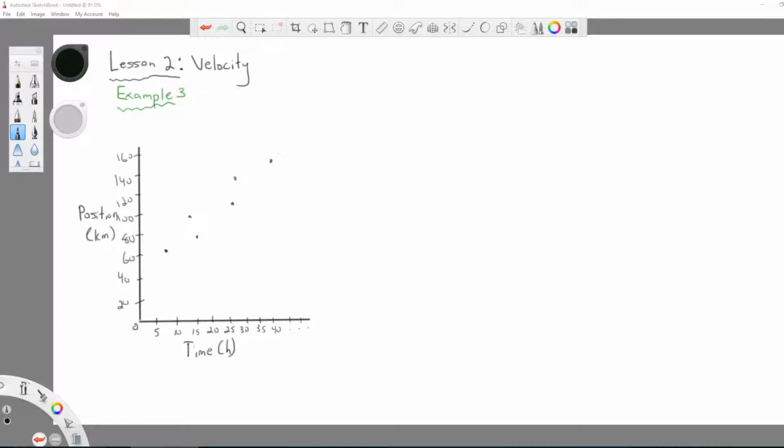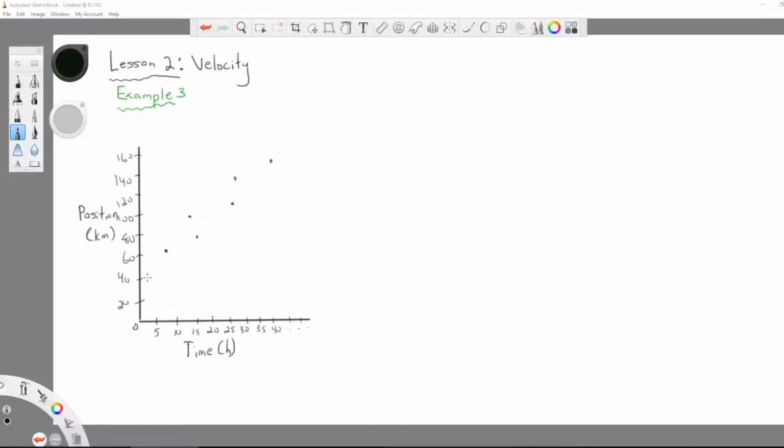velocity of our object. What I have drawn out on my screen here is I've roughly drawn out the graph that's in the workbook. This by no means is to scale, but it's roughly the same graph. We've got position in kilometers along the y-axis. We've got time along the x-axis.